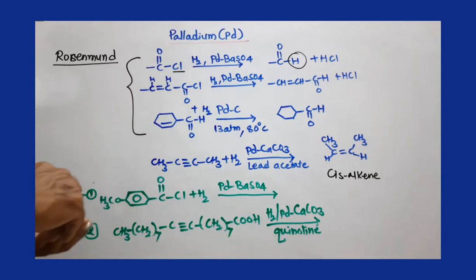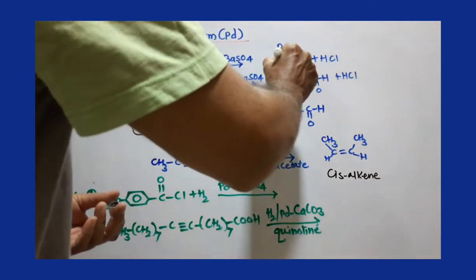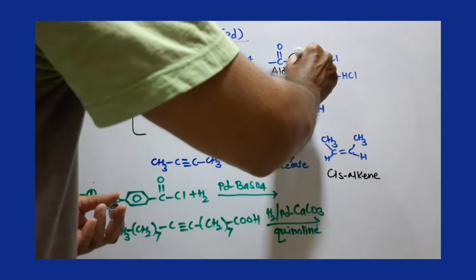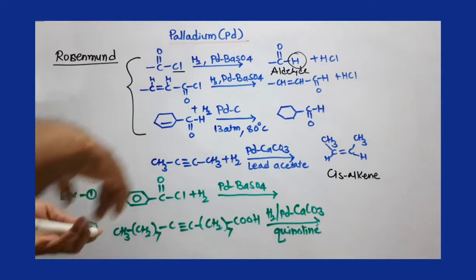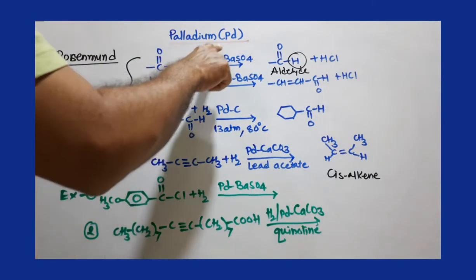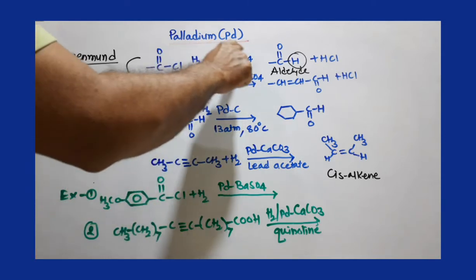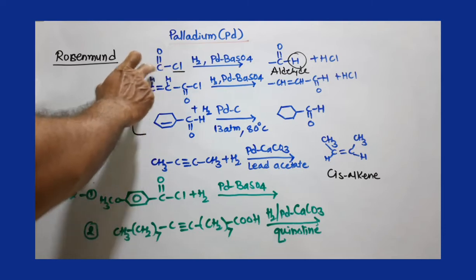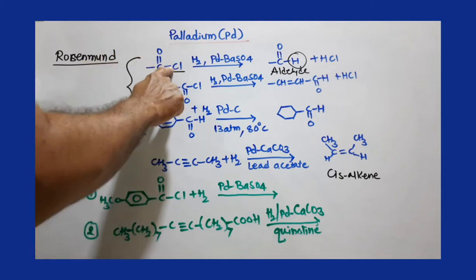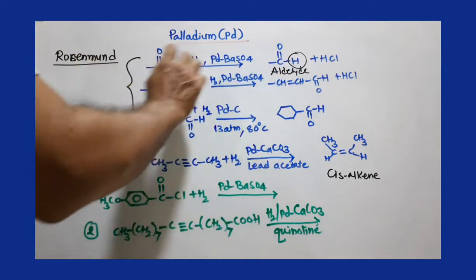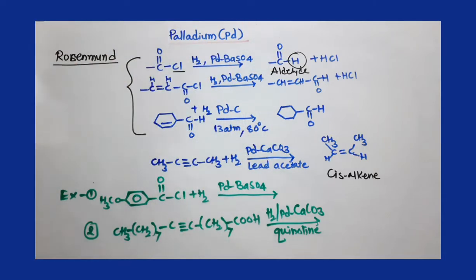Here acid chloride is converted to the aldehyde. So whenever you see this combination, hydrogen and palladium supported over BaSO4, you must remember that this is a Rosenmund synthesis, and if acid chloride is given, simply you have to remove Cl and join hydrogen. So this is called Rosenmund synthesis.